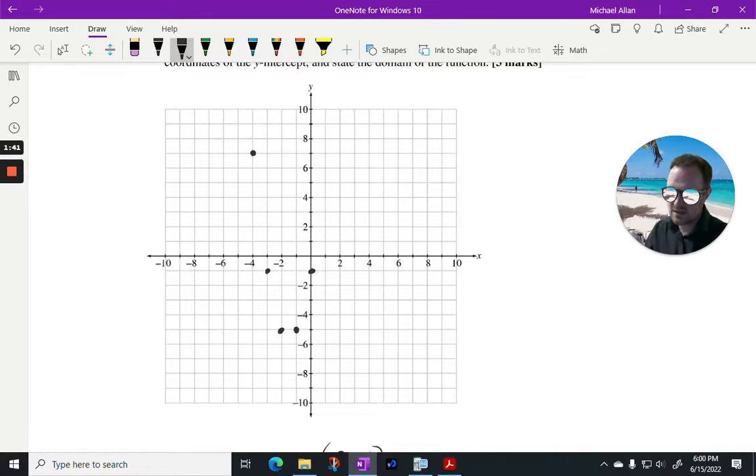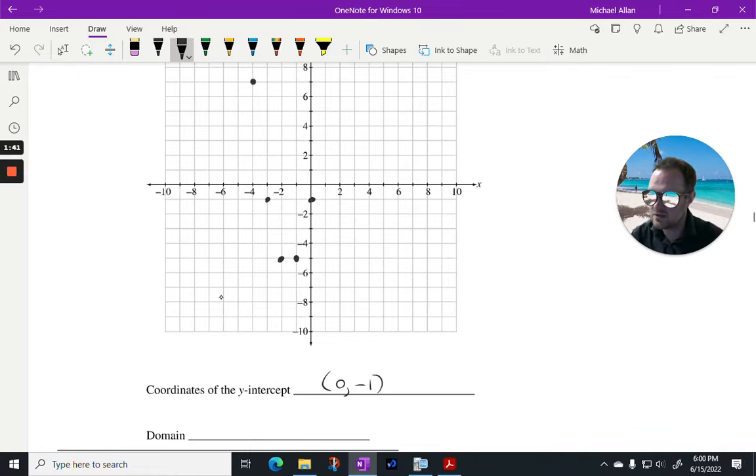So there's nothing there on either side. So I can actually do the domain here. So x is in between negative 4 and 0, including those points, because they are solid dots, x is an element of the reals.